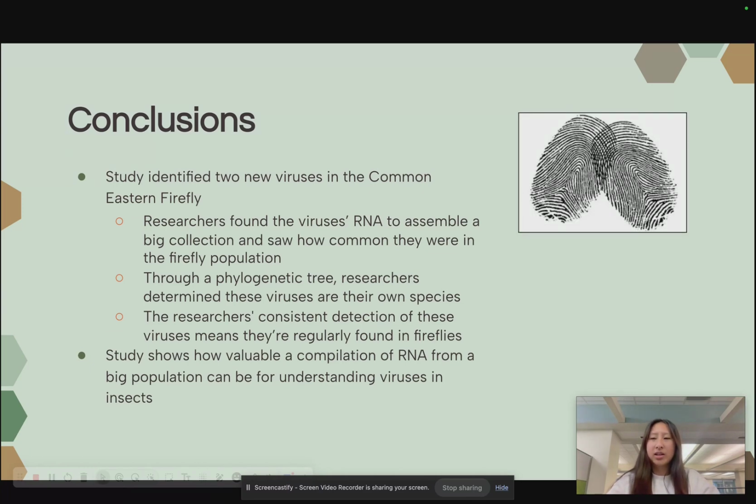For comparison, we can think of a government collecting fingerprints of its population, and then when it compares fingerprints that are very similar to each other, they can notice the frequency of these fingerprints. Secondly, through a phylogenetic tree, researchers determined these viruses are their own species. And how did they do this? They saw that the most recent common ancestor of these 2 viruses with the other viruses was very, very old.